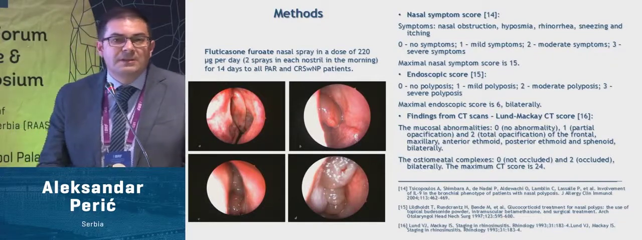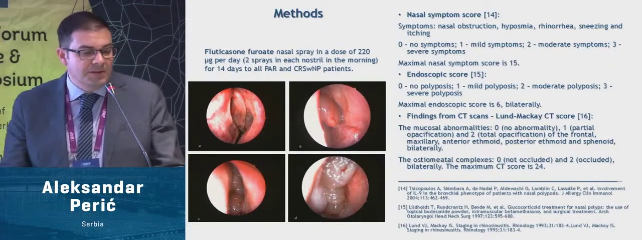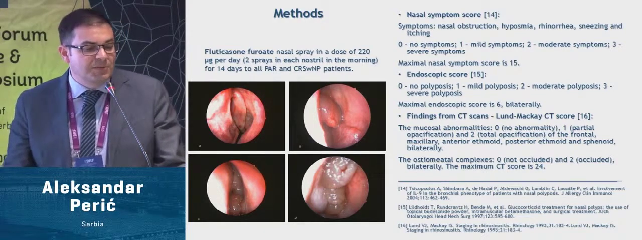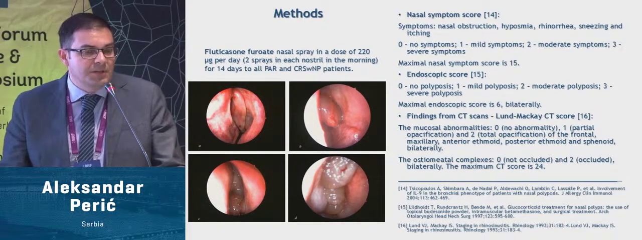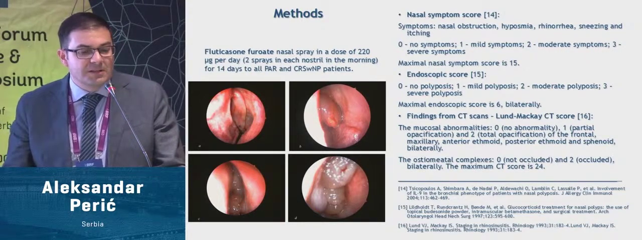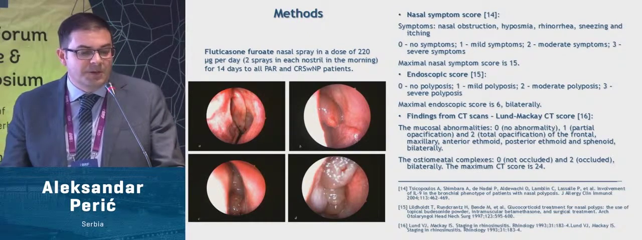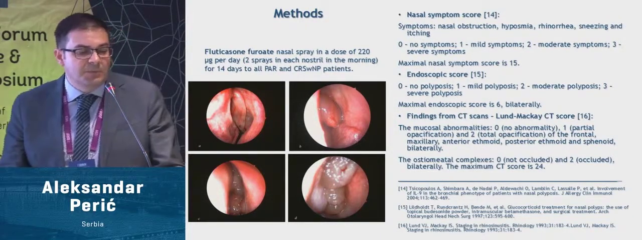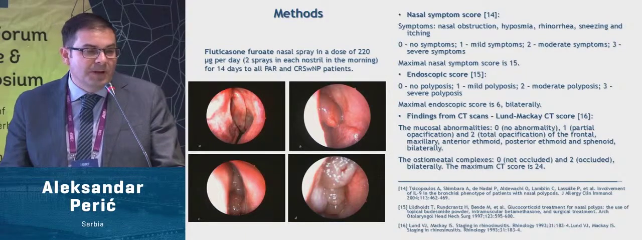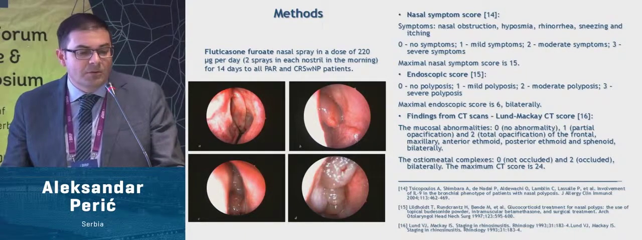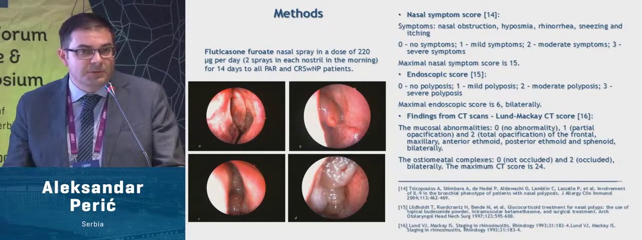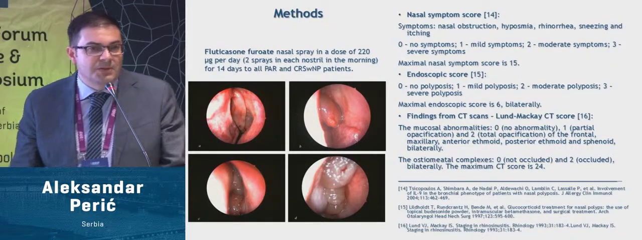All patients with chronic sinonasal inflammation received fluticasone furoate nasal spray in a dose of 220 micrograms per day, with 2 sprays in each nostril in the morning for 14 days, including all patients with perennial allergic rhinitis and chronic rhinosinusitis with nasal polyps. We assessed nasal symptoms: nasal obstruction, hyposmia, rhinorrhea, sneezing, and itching. We classified symptoms before and after nasal corticosteroid treatment as 0 no symptoms, 1 mild, 2 moderate, and 3 severe, so the maximal nasal symptom score is 15.